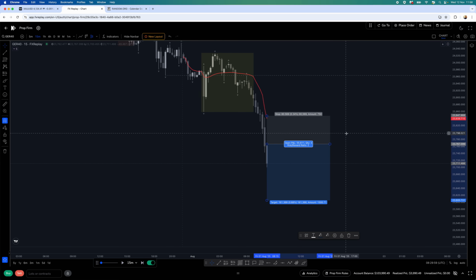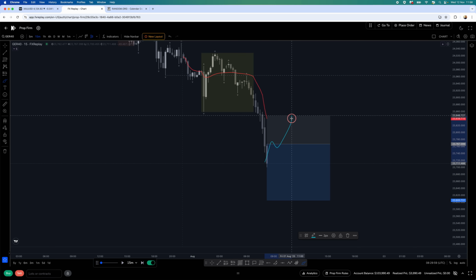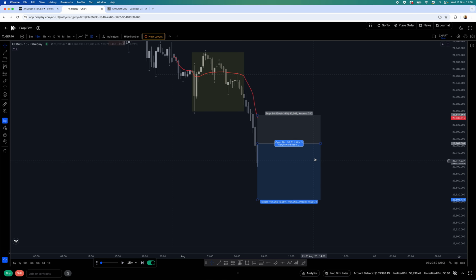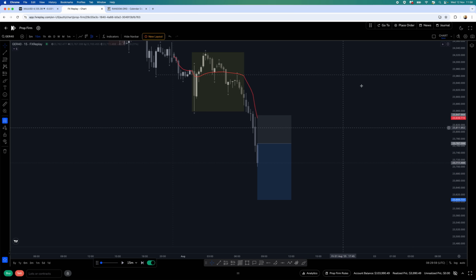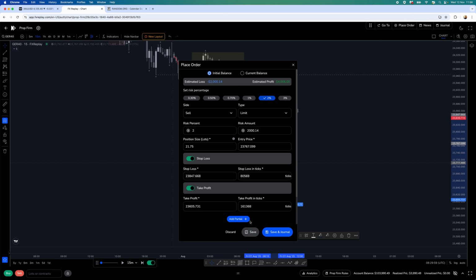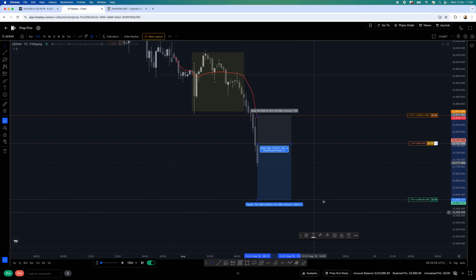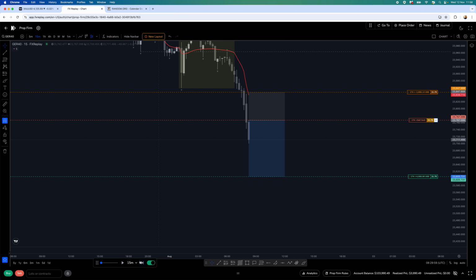Because this is overextended, and there's been a lot of momentum to the downside, we could see price retrace and just go through our stop loss, which is absolutely fine. It happens, but we're just going to trade this mechanically and trade it the best we possibly can. Place the order, 2% risk, limit order, click on save. Can we get tagged in?